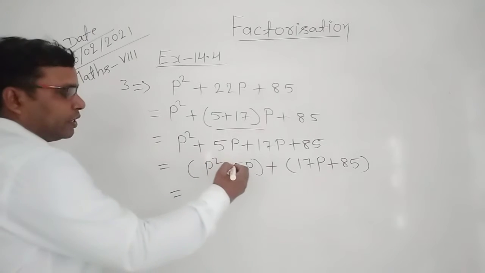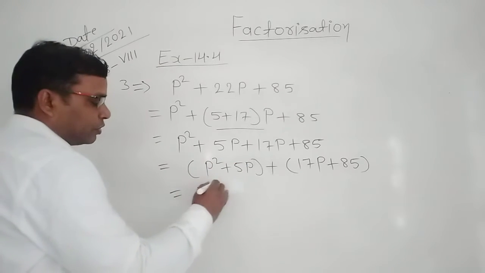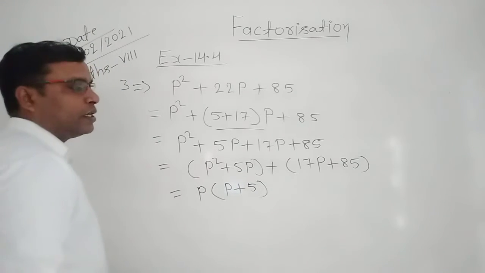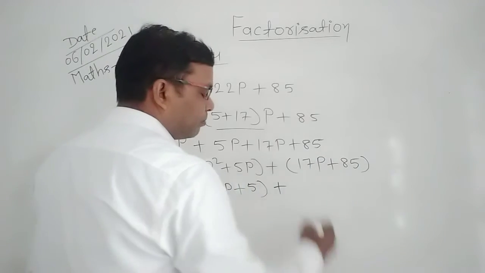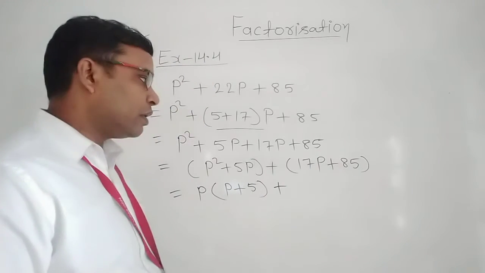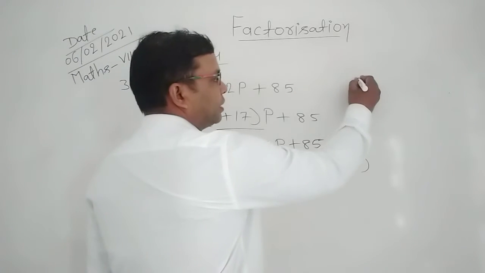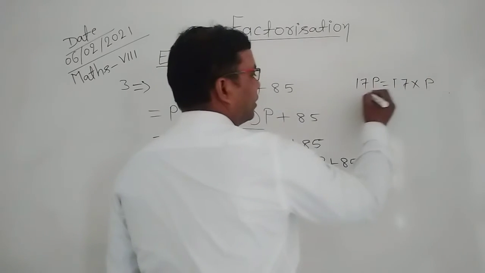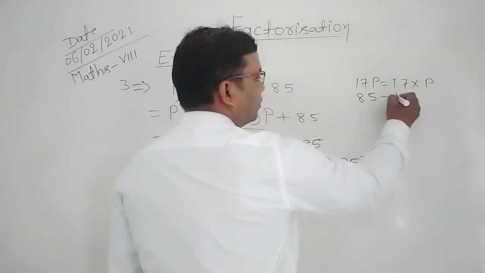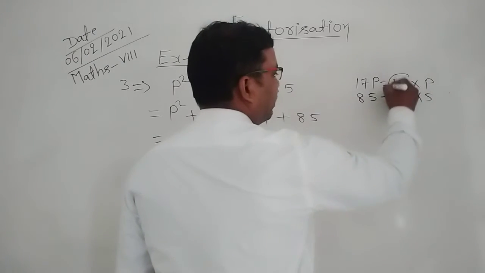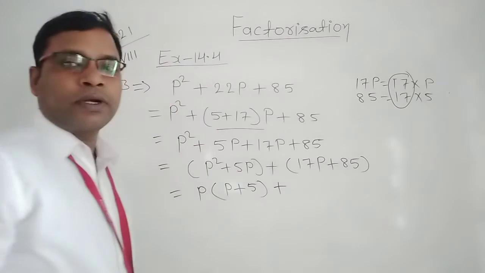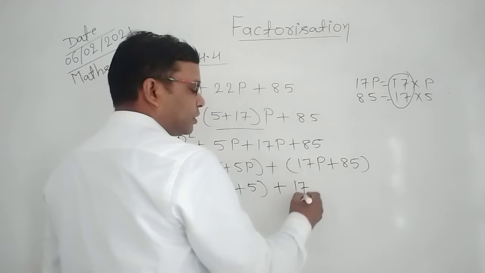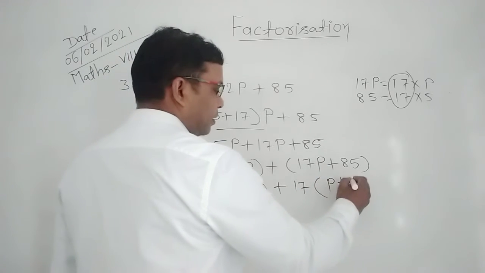This is clear. Now what is common between them? You can see p square and 5p. The common factor between them is p. After taking p common, here you get p and here we get 5. Clear? Now in the second group, what is common between them? Obviously 17, because you can write 17p is equal to 17 into p, and 85 is equal to 17 into 5. So 17 is common between them. We take 17 as the common factor, and here we get p plus 5.